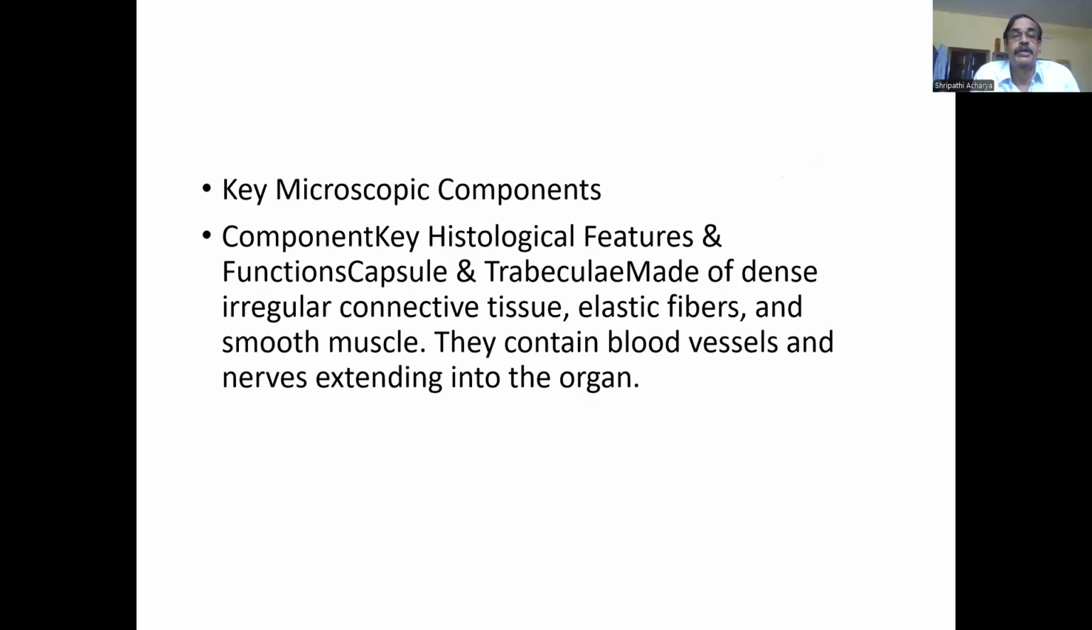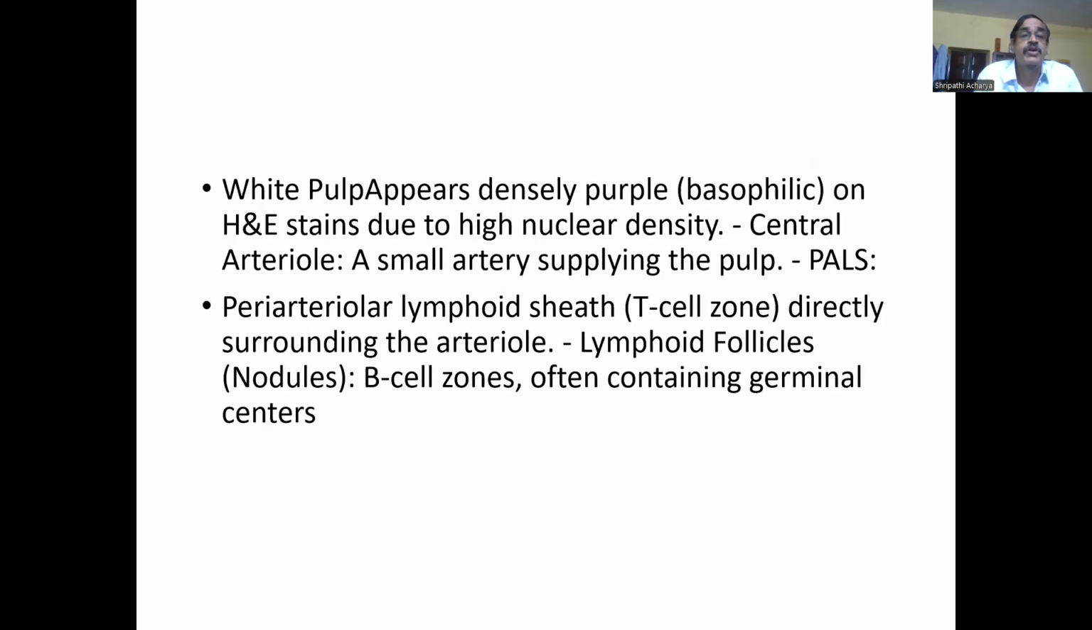Key microscopic components. Component, key histological features and functions. Capsule and trabeculae made of dense irregular connective tissue, elastic fibers, and smooth muscle. They contain blood vessels and nerves extending into the organ. White pulp appears densely purple, basophilic on hematoxylin stains due to high nuclear density.